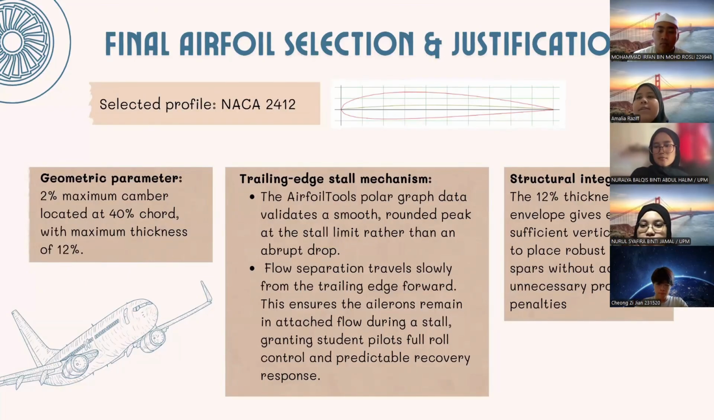For student pilot safety, our airfoil tools polar data confirms a gentle trailing edge stall mechanism. Because flow separation travels slowly from back to front, the outer wingtips and ailerons remain in clean flow, granting the pilot maximum roll control when they need it most. Lastly, the 12% thickness provides the ideal internal envelope to house a robust wing spar without adding any profile drag penalties. Thank you.